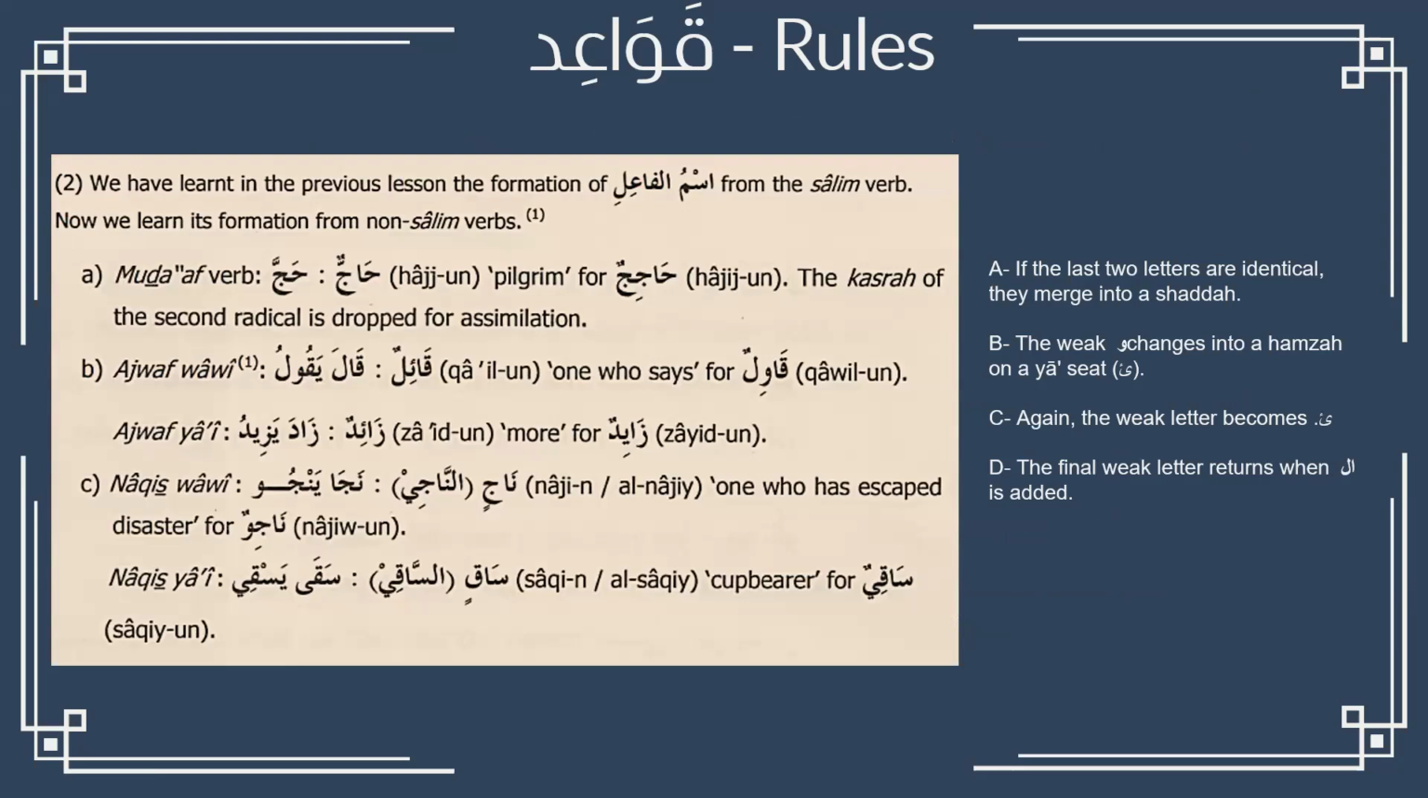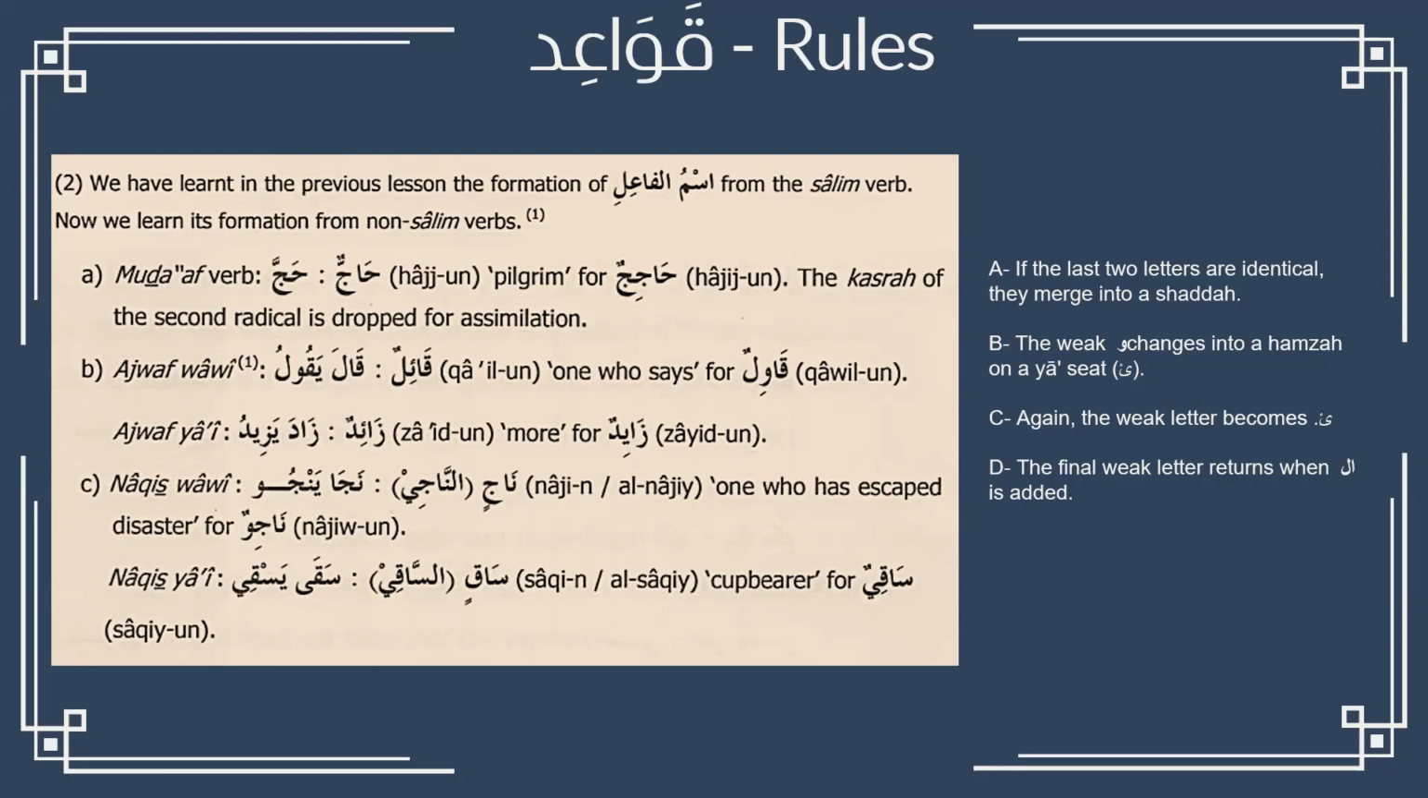So we also learned in the previous lesson the formation of the ismul fa'il using the salim verb. Now we learn the formation of the ghairu salim or non-salim verbs. So for example, mudaf verb hajja will actually be hajjun, right? Pilgrim. The real word for that was hajijun. The kasra of the second radical is dropped for assimilation because it becomes difficult to pronounce. So you simply remove the second kasra and then make it hajjun.